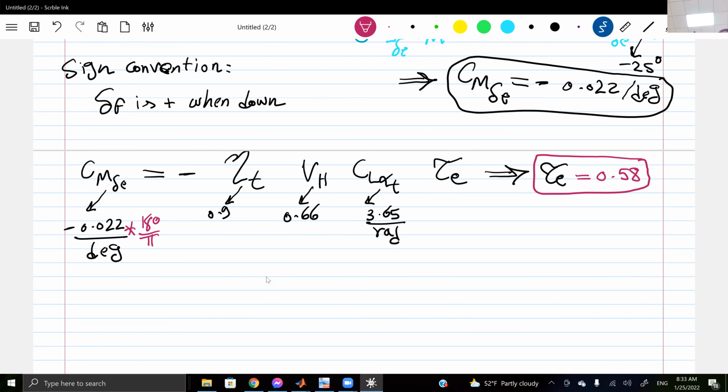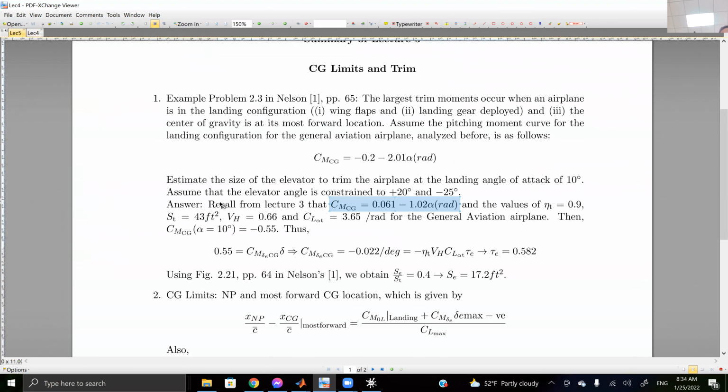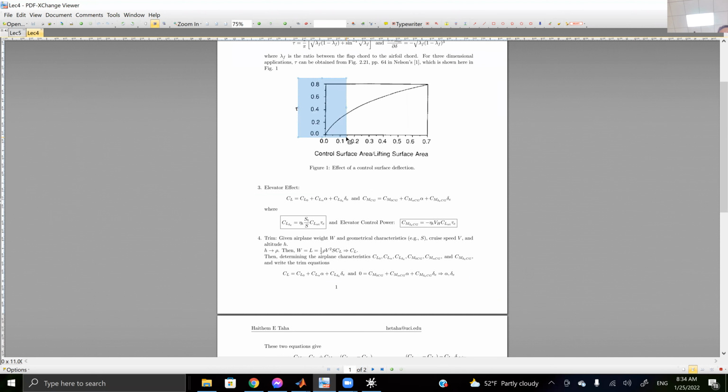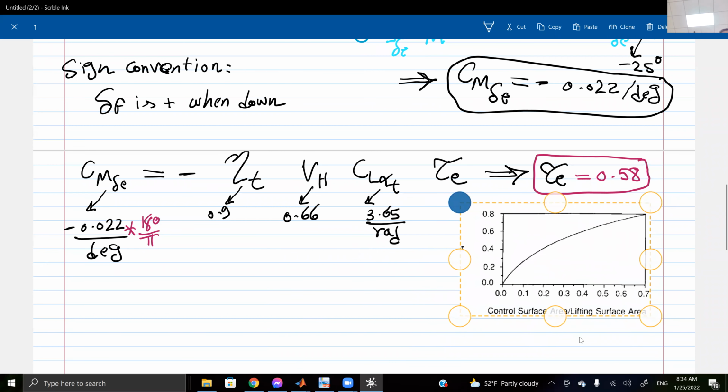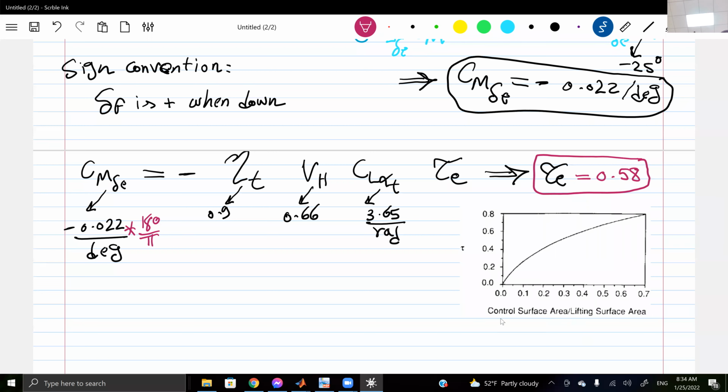Well, what is tau elevator? It's not the elevator size. It's not S elevator, it's not the area of the elevator. But if you remember from last lecture, lecture 4, we have this nice curve for any tau. In the course, this is for any surface.